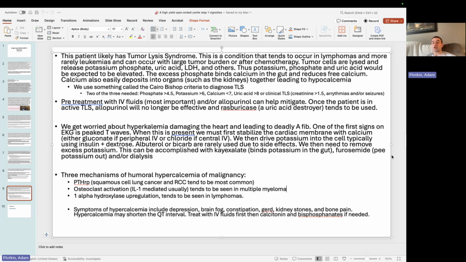To treat hypercalcemia that's causing significant symptoms, IV fluids are always the first line. Dilute out that calcium, protect the kidneys, right? We already talked about how calcium can hurt the kidneys. Next thing we can do, we can give calcitonin, which works now. It inhibits osteoclasts. And then I can give bisphosphonates that take 48 to 72 hours to really kick in. But those will work for a very extended period of time to cause osteoclast apoptosis to then reduce that calcium.